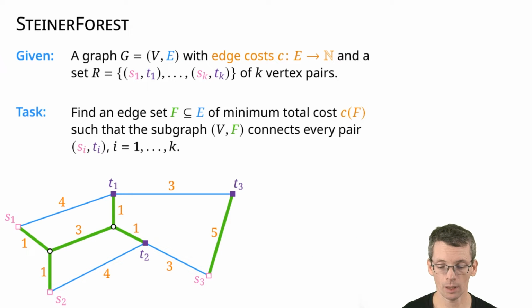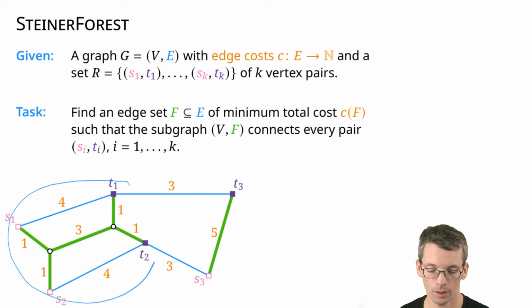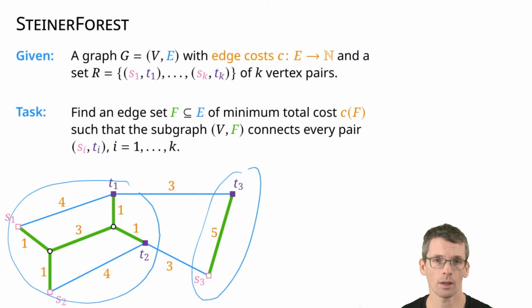So here you see it. We have here a tree, here another tree, but there's no need to connect this tree here, which is in our case only an edge, with the rest of the tree, because we have S1 and T1 being connected, S2 and T2 are connected, and S3 and T3 are also connected.